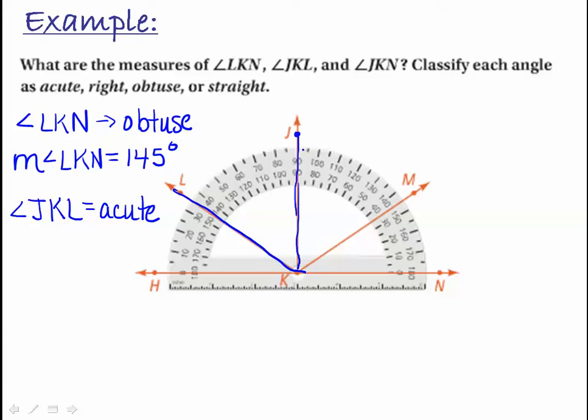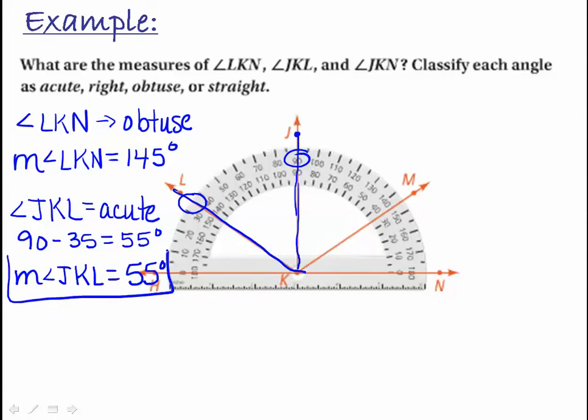I notice that ray KJ is at 90 and ray KL is between 30 and 40. We're at about 35 degrees. So again, if I take 90 and subtract 35, I get 55 degrees. So the measure of angle JKL is 55 degrees, which is an acute angle. If I had wanted, I could have used the two numbers from the inside of the protractor, which would have been 145 and 90. And 145 take away 90 is still 55. So either way, I would have gotten the same answer.